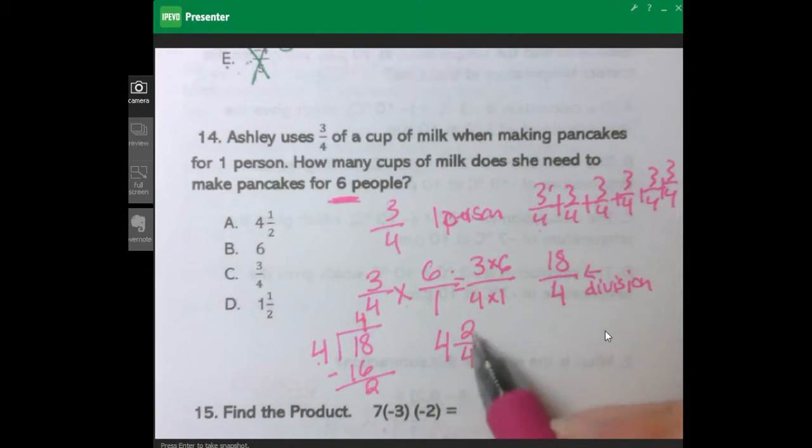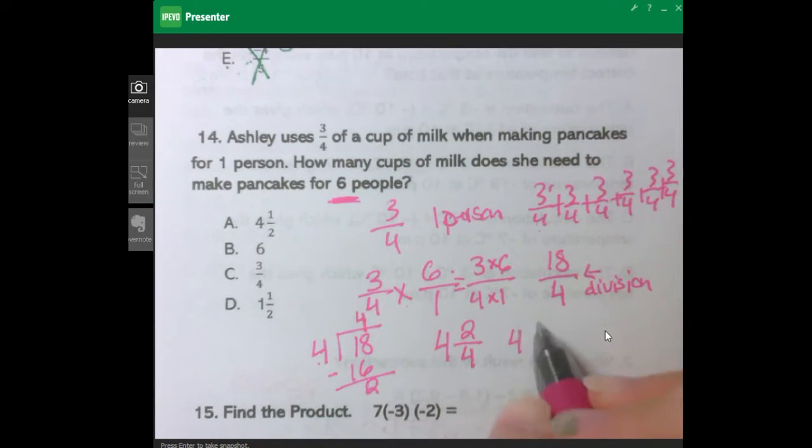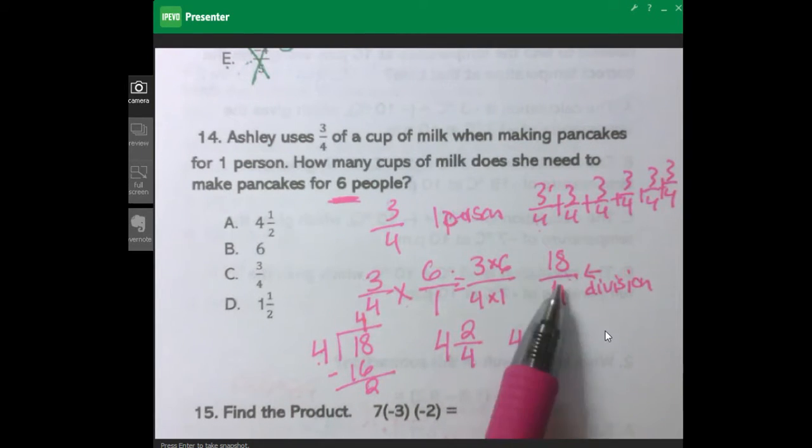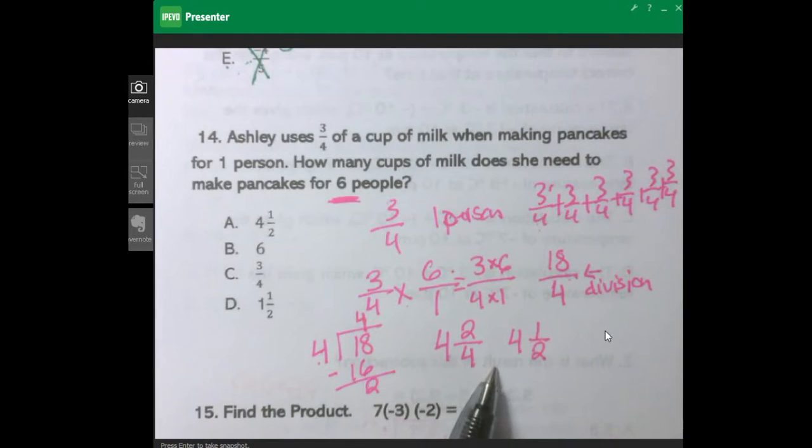But now looking at this 2/4, I can simplify that down. So I have 4 and 1/2. You could simplify up here. You could see that, hey, 18 and 4, those are both even. 2 will be a factor of both. You could simplify here, and then you wouldn't need to do it down here. But if you didn't simplify here and you simplified down here, that's fine. So we know that she's going to need 4 and 1/4 cups for 6 people.